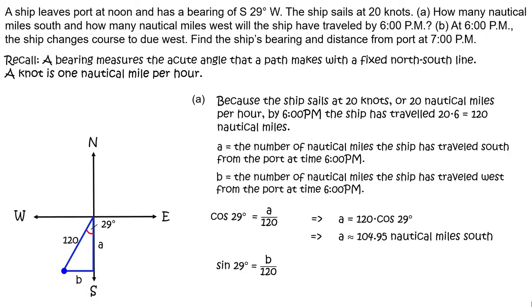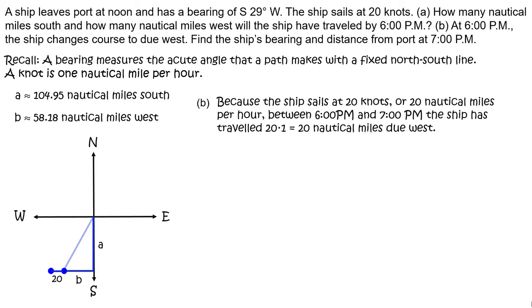Next, set up an equation to find the value of B. Sine of 29 degrees equals B divided by 120. Apply the cross product property to get B equals 120 times sine of 29 degrees. Use technology. B approximately equals 58.18 nautical miles west.